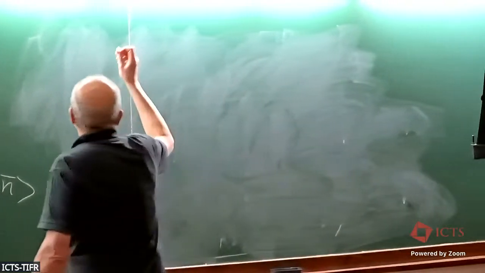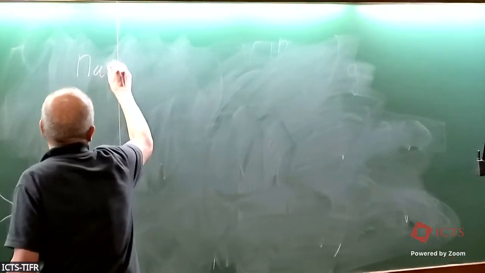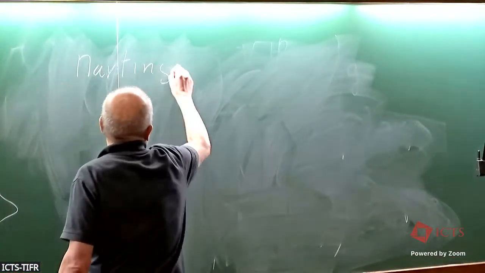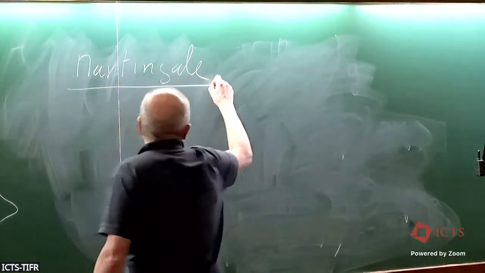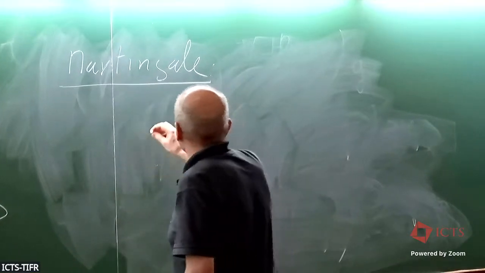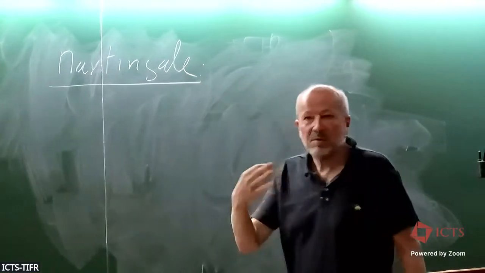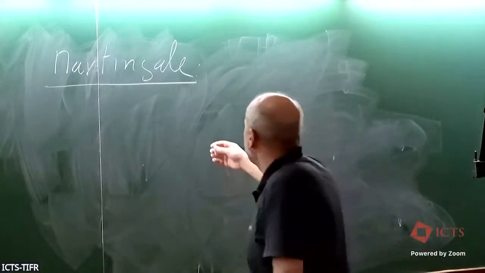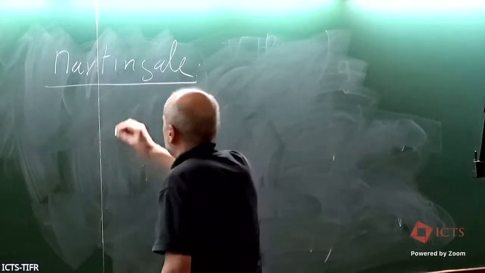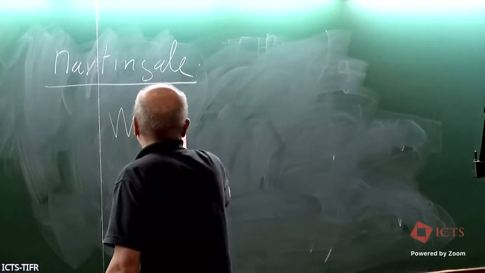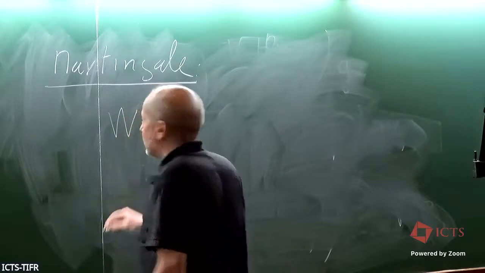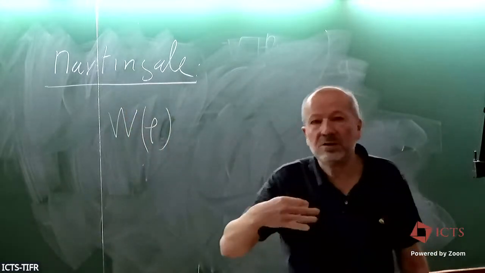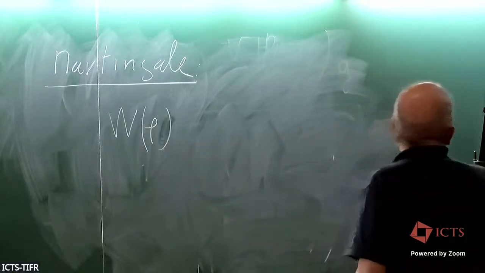So here, a martingale is something where typically we have a state. I will say W of rho. It's a function of a state, and rho is a stochastic variable obeying this.